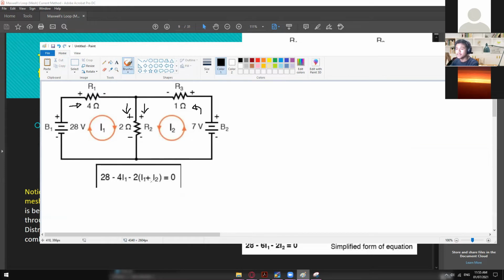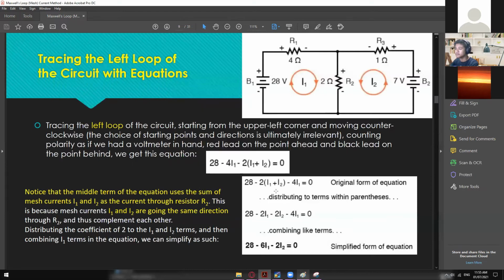So they have the same flow of current. That is why we have this negative 2 times I1 plus I2 right here, and then equal to 0. After that, you can now distribute this one, negative 2 times I1, negative 2 times I2. Then you will have this equation, and you can add the same units. So negative 2 I1 minus 4 I1 will become negative 6 I1 and then negative 2 I2. So we could say that this is now your final equation for this loop I1, or mesh I1 right here.